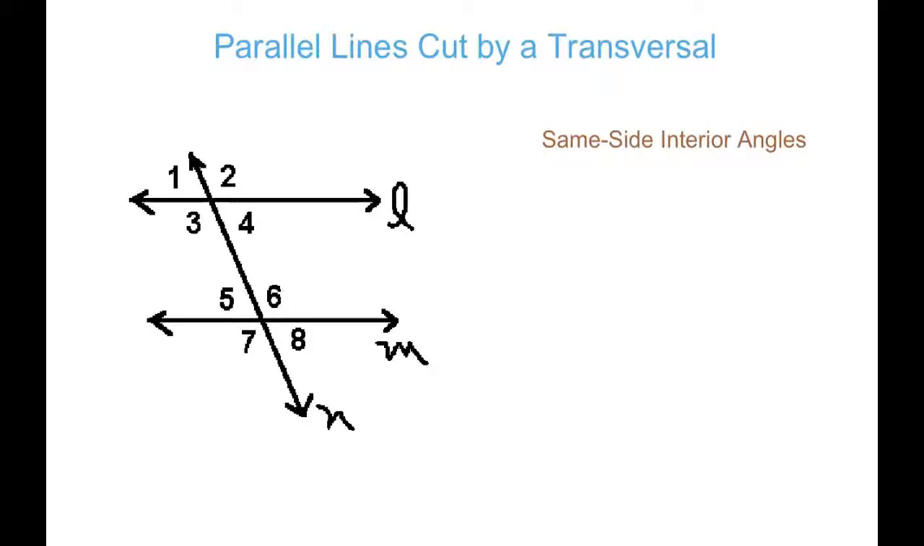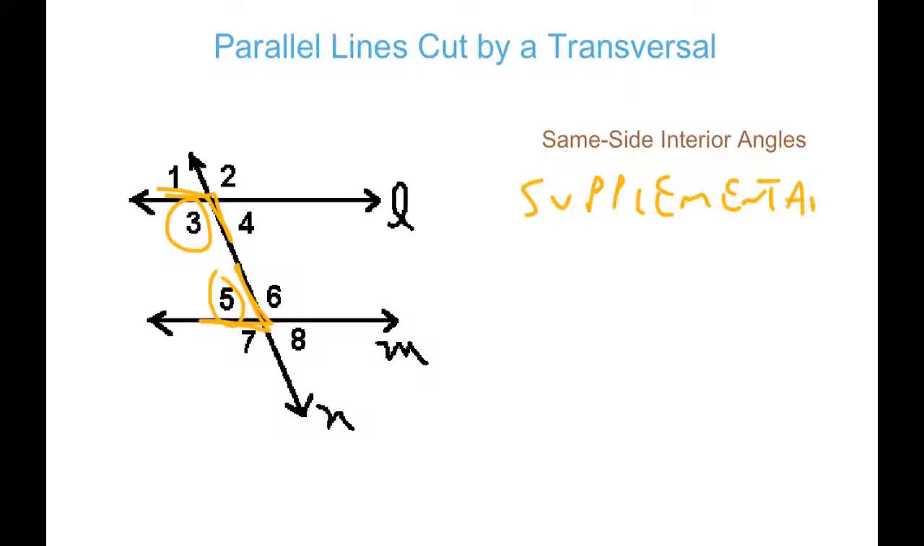We also have same side interior angles. Now, it's a little different. So, like, let's say 3 and 5 are same side interior. If I look at them, I can even tell that they're not congruent. Angle 5 is less than 90 degrees, and angle 3 is definitely greater than 90 degrees. Angle 5 is acute, angle 3 is obtuse. Turns out that they are supplementary.